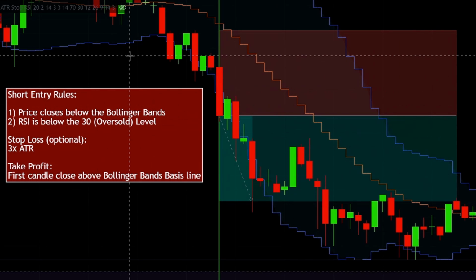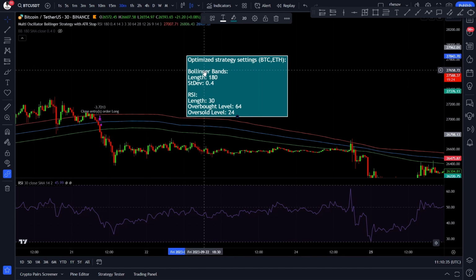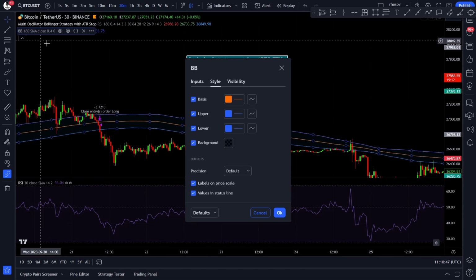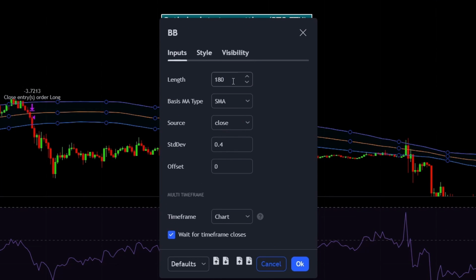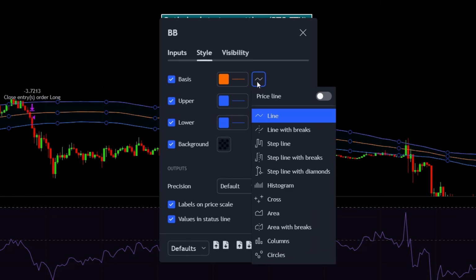Okay, now let's see how the optimized version works. Basically, the optimized version works exactly like the basic one, but we will use different parameter settings with the Bollinger Bands and the RSI. So let's see those settings. For the Bollinger Bands, set up a 180 length with a 0.4 STD dev. Again, it's optional, but you can change the line size to step line so you can see them clearer.